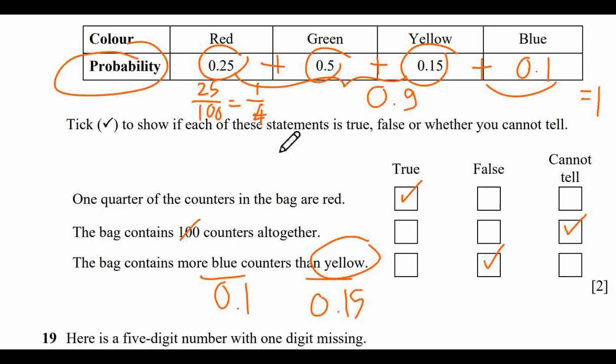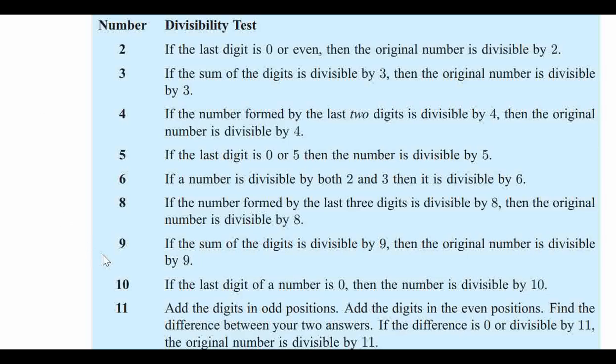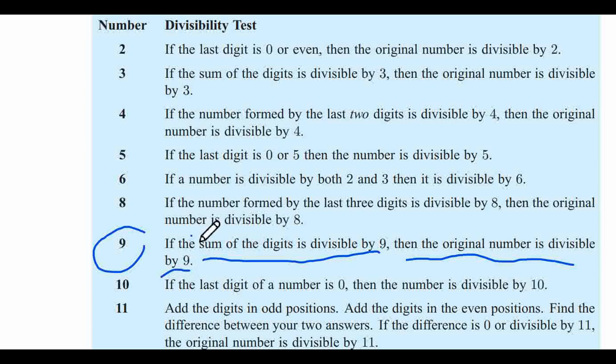Next, we have to do number 19. Here is a 5-digit number with 1 digit missing. The 5-digit number is a multiple of 9. Work out the missing digit. So multiple of 9 means the number should be able to be divided by 9. So let's see the rule for divisibility by 9. For the number to be divisible by 9, the sum of the digits is divisible by 9, then the original number is divisible by 9. So the sum of all the digits should be divisible by 9.